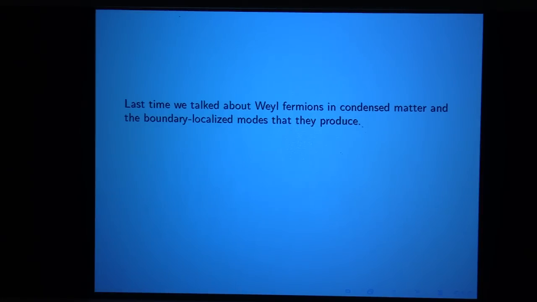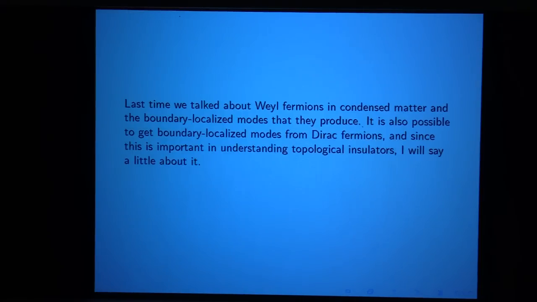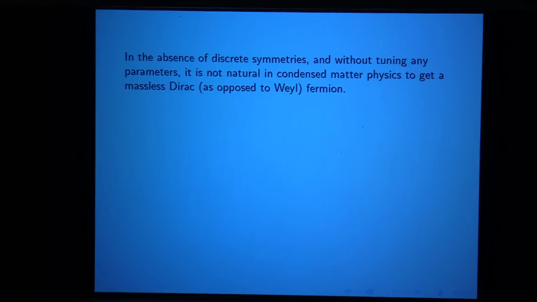So yesterday we were talking about Weyl fermions in condensed matter and boundary localized states that they produce. So it's also possible to get boundary localized states from Dirac fermions. And since this is important in understanding topological insulators, I'll say a few words about it. So if we don't have discrete symmetries and don't tune any parameters, then in condensed matter physics it's not natural to have massless Dirac as opposed to Weyl fermions.